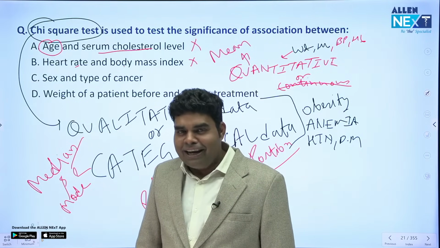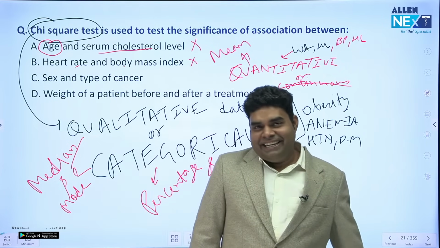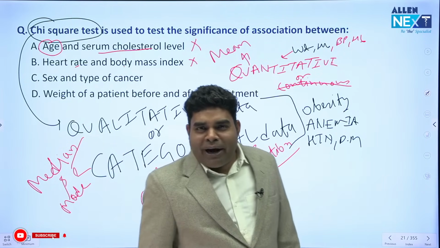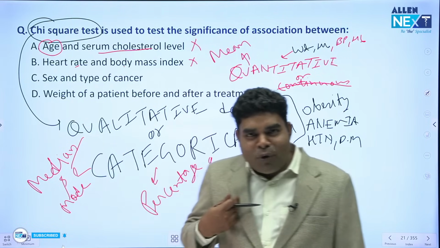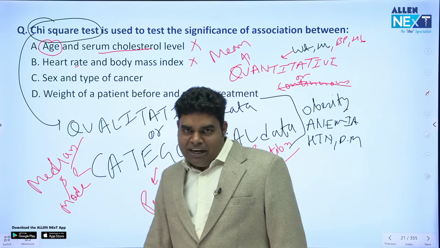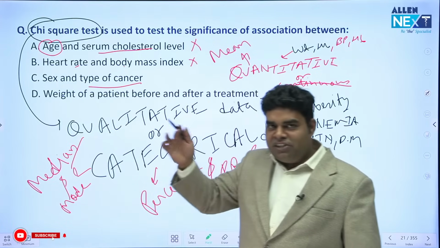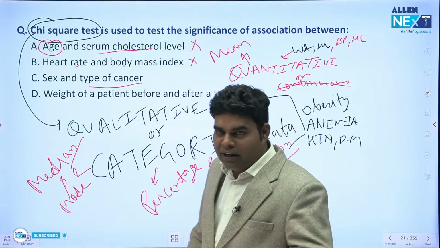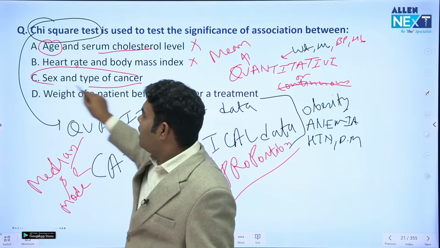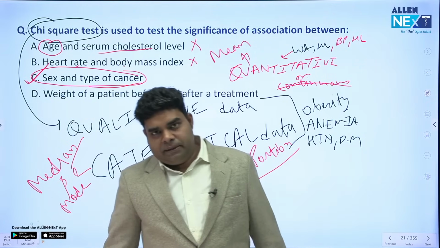Sex. Can you measure sex? I cannot say that you are 3.2 male, I am 1.9 male. I cannot say like that. So sex we cannot measure. Type of cancer is also a category. First stage, second stage, and which organ and all. So sex and type of cancer are qualitative. So for them we will use the chi-square test.